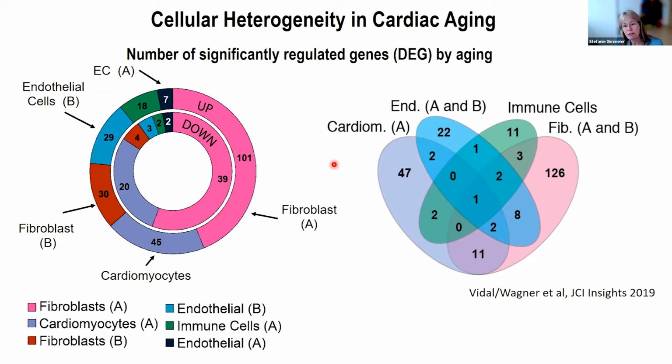So this shows you now the differentially expressed genes in the different cell populations, so cardiomyocytes, endothelial cells, immune cells, and fibroblasts. And we were expecting that the majority of genes might be similarly regulated, like senescence-associated genes or something like this in all cells, but only 11 genes were regulated in all cell populations. The majority was very cell type specific. For example, 126 genes being regulated in fibroblasts and 47 genes only in cardiomyocytes.